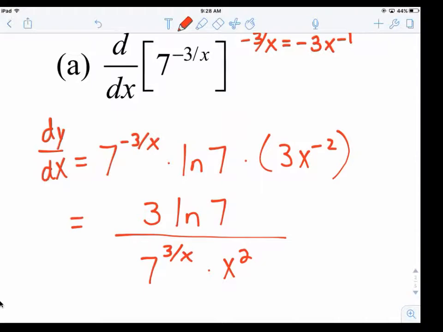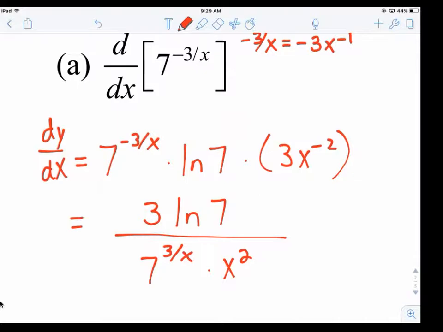The ln of 7 can stay on the top. The 7 to the negative 3 divided by x, that's a negative exponent, so I can put it in the denominator. Same thing with x to the negative 2. I can put that in the denominator. Yeah, because the exponent is really just attached to the x term, not the 3 term.